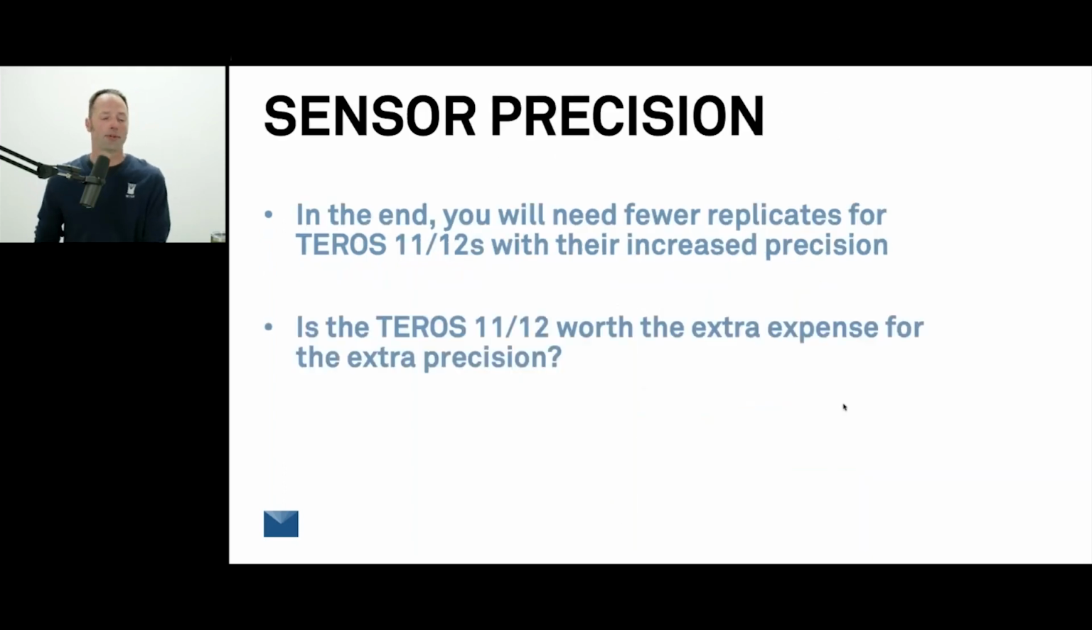So what that means for your data set is that TEROS 11s and 12s will be able to draw firmer conclusions from fewer data points. And this is where the trade-off between cost and performance can really make a difference in your project. And like I said, we're using the TEROS examples today. This is an important variable when you're comparing across sensor manufacturers, across sensor models as well.